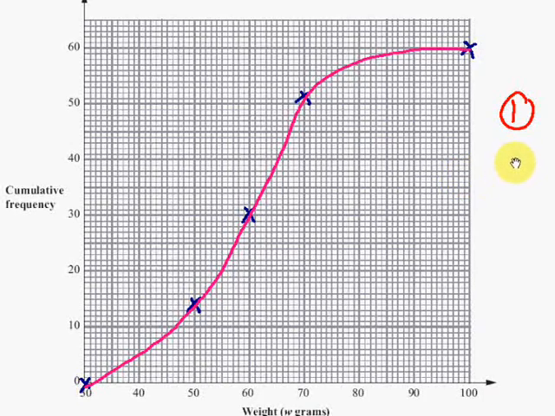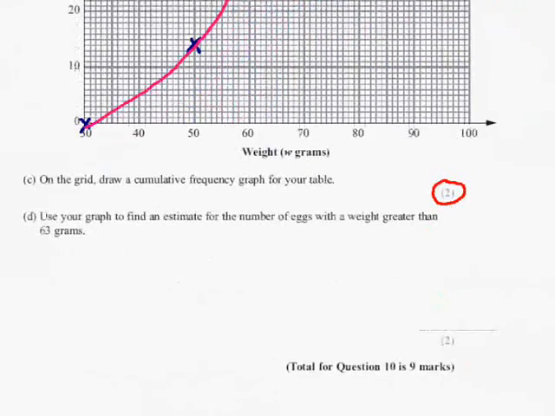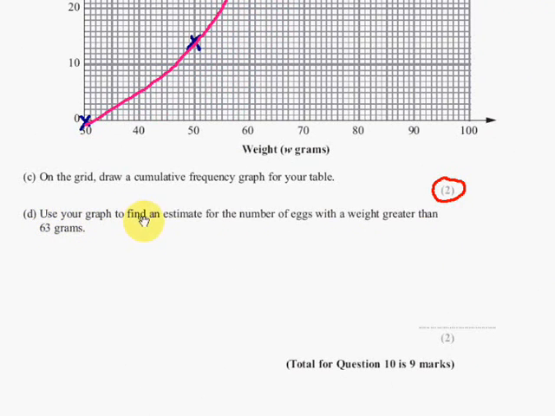The second mark comes from a fully perfect cumulative frequency graph where the gradient is never negative. Okay, so it's always positive, and you've plotted the 5 points correctly, and that's worth 2 marks. Okay, so part D says use your graph to find an estimate for the number of eggs with a weight greater than 63 grams. Okay, so you're going to go back to your graph.